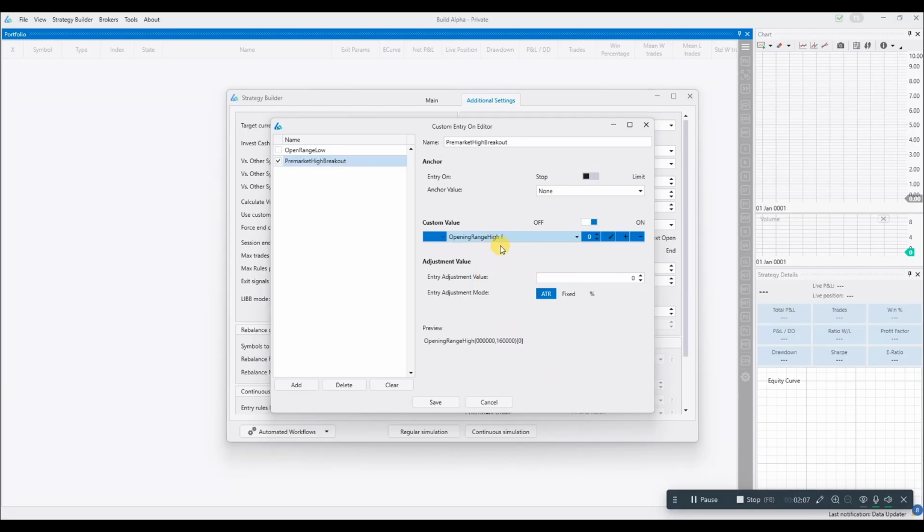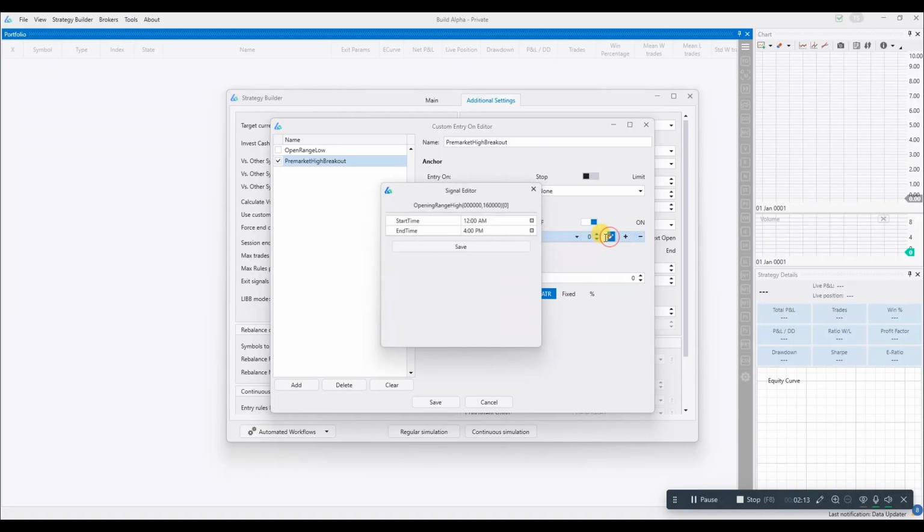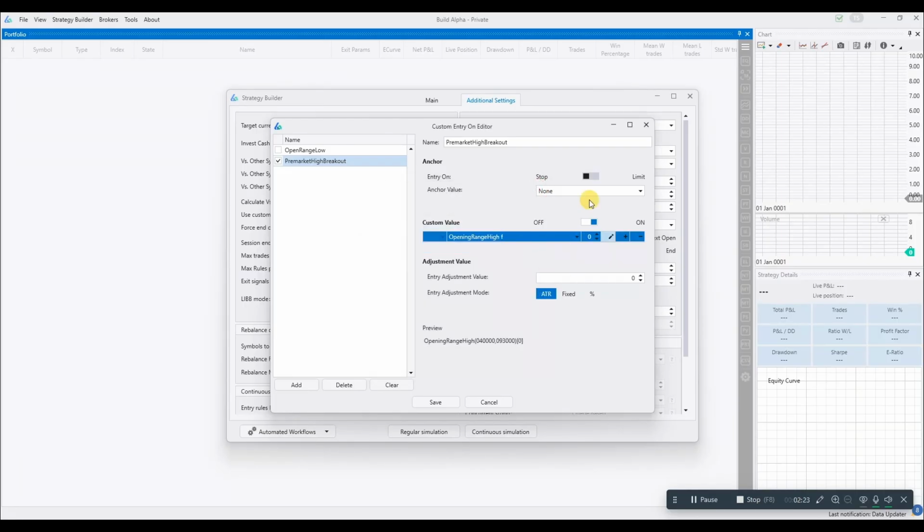So this opening range high function just calculates the high value between the start and stop time. So if I want to do the pre-market, I would set that from 4 a.m. to 9:30 a.m. Save it. If you want to add an adjustment value, like let's say you wanted to buy 10 cents above the pre-market high, you could do that.